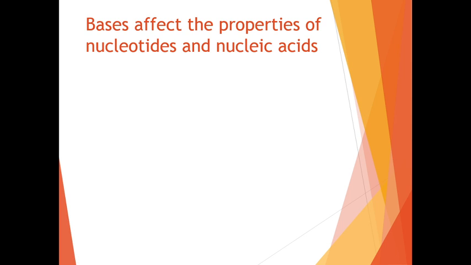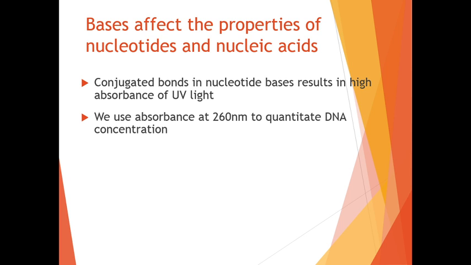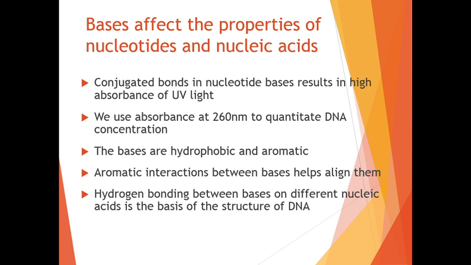Bases affect the properties of nucleotides and nucleic acids. Conjugated bonds in nucleotide bases result in high absorbance of UV light. We use absorbance at 260 nanometers to quantitate DNA concentration. The bases are hydrophobic and aromatic. Aromatic interactions between bases help align them. Hydrogen bonding between bases in different nucleic acid strands is the basis of the structure of DNA.